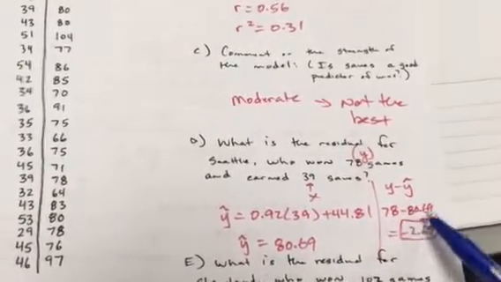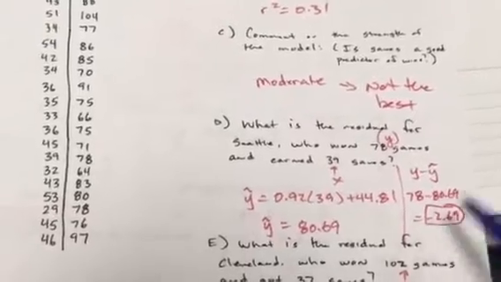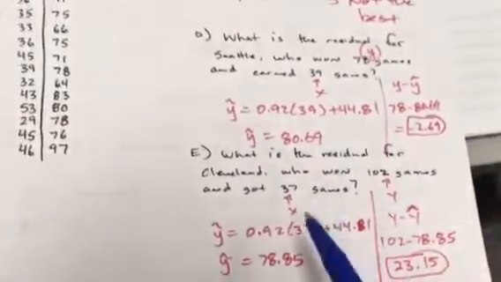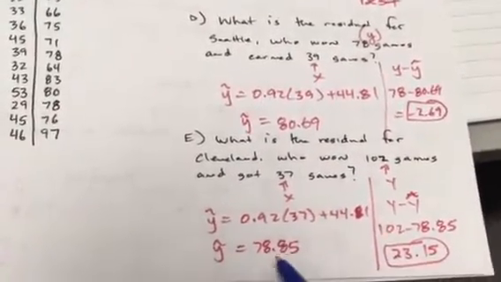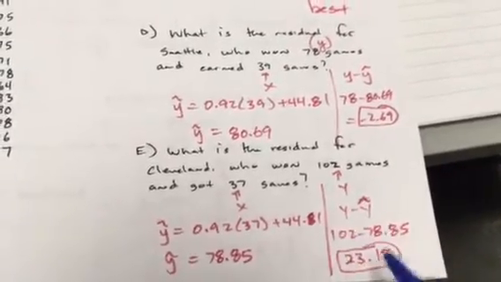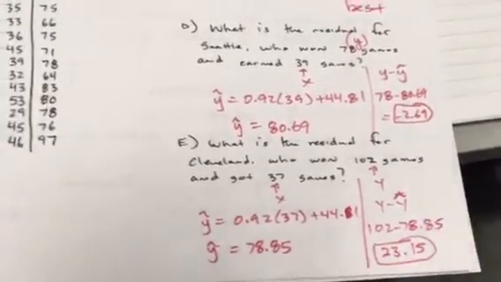They won 78, so subtract. They underperformed by about 2.7 games. Cleveland had very few saves, really, so they should have had a losing record, and they actually overperformed big time, so they just didn't get a lot of saves. Again, this is what you do Thursday in class.